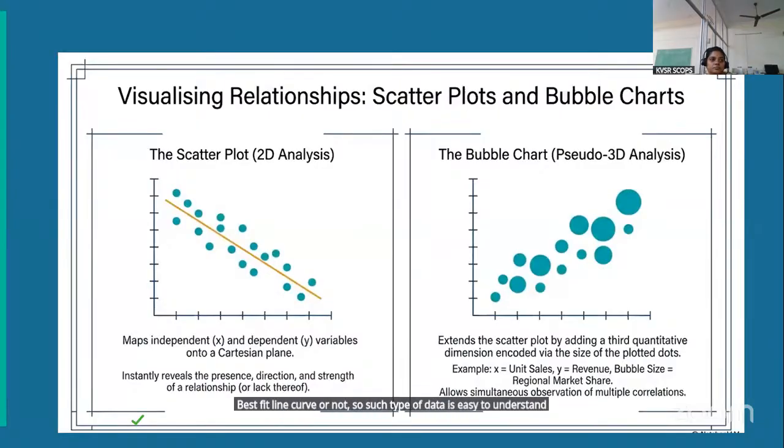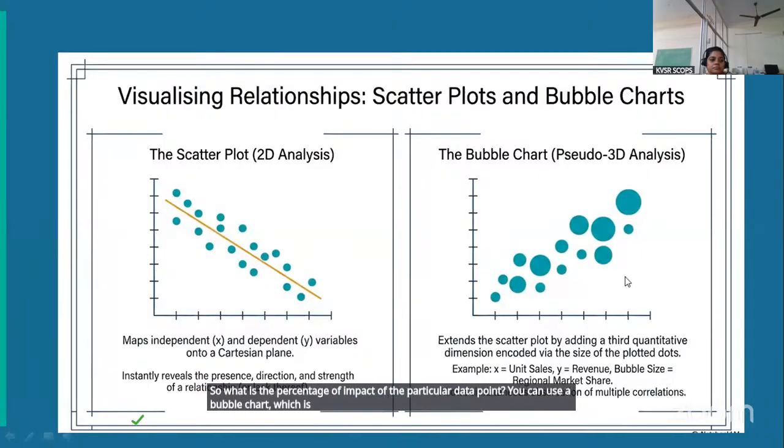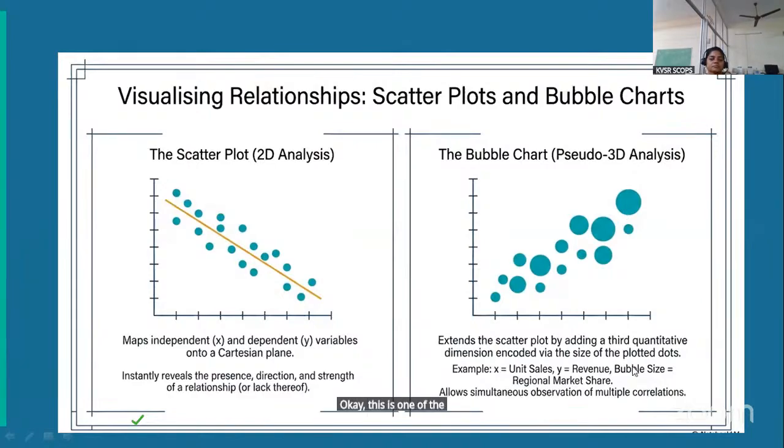But if you want to quantify that, so what is the percentage of impact of the particular data point, you can use a bubble chart, which is called pseudo 3D analysis. Based upon the size of your bubble, you can say how much contribution that particular data point is giving to the whole data. This is one of the features which is possible in case of visualizing relationships.